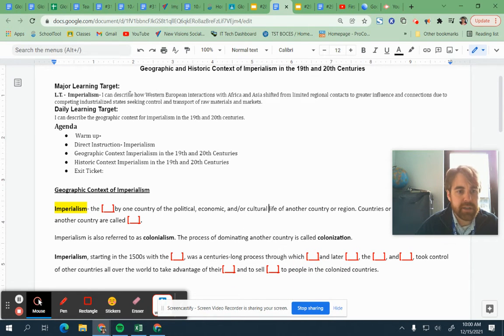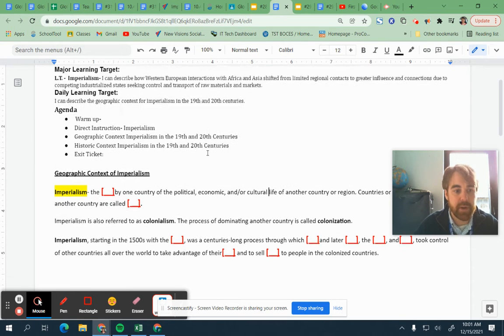Basically your learning target is: I can describe how Western European interactions with Africa and Asia shifted from limited regional contact to greater influence and connections due to competing industrialized states seeking control and transport of raw materials and markets. Basically, European countries are starting to have more influence in taking over more parts of Africa and Asia for resources and markets to help fuel the factories of the industrial system we just talked about.